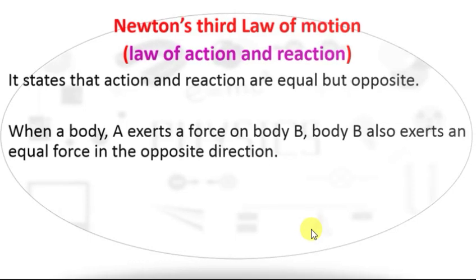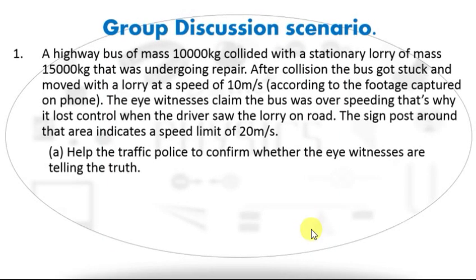I will end here for today, but allow me to leave you this group discussion. You can discuss it in your group, try to work it out and get the answers. The question is simple and direct. A highway bus of mass 10,000 kilograms collided with a stationary roller of mass 15,000 that was undergoing repair. After collision, the bus got stuck and moved with the lorry at a speed of 10 meters per second.